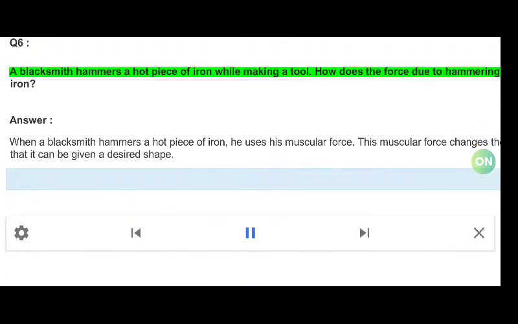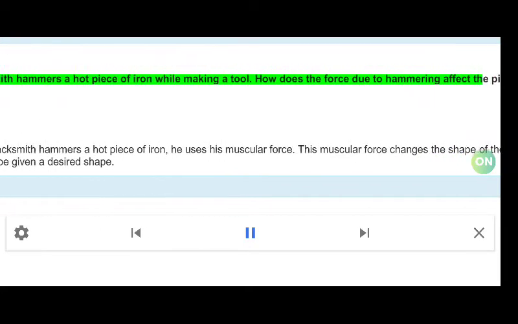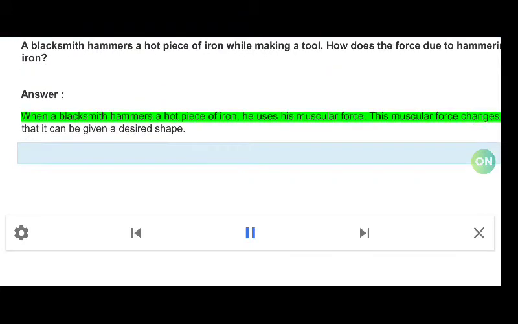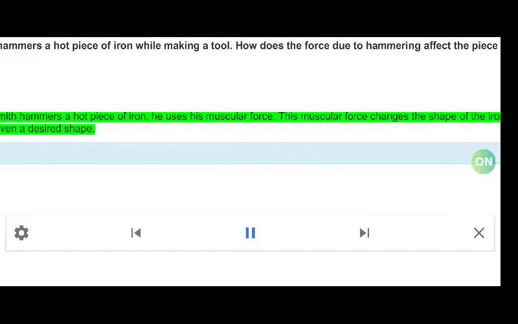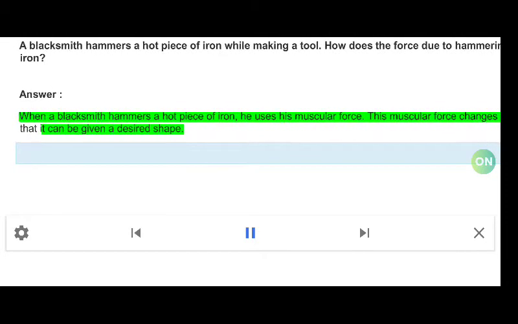Q6. A blacksmith hammers a hot piece of iron while making a tool. How does the force due to hammering affect the piece of iron? Answer. When a blacksmith hammers a hot piece of iron, he uses his muscular force. This muscular force changes the shape of the iron so that it can be given a desired shape.